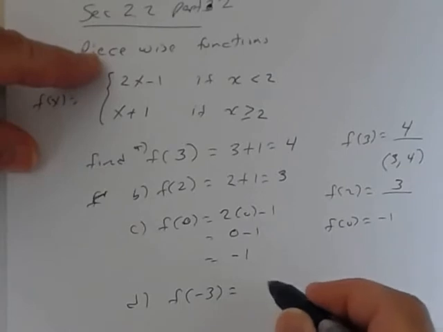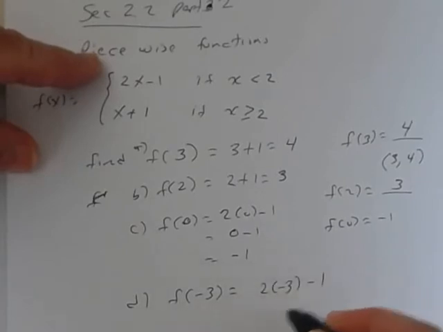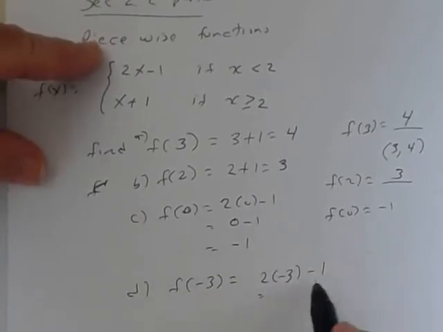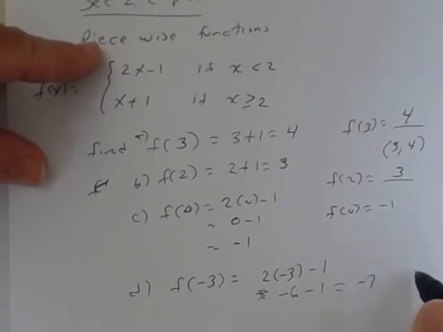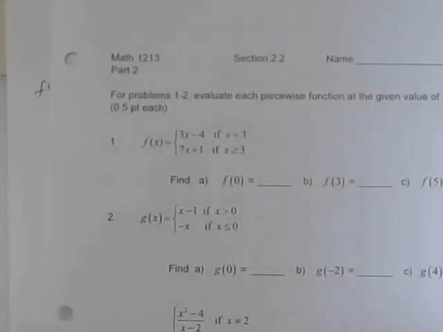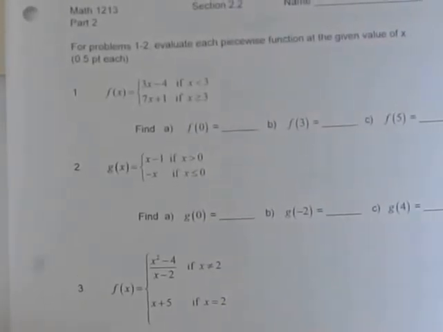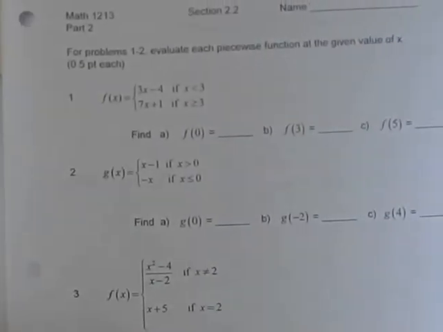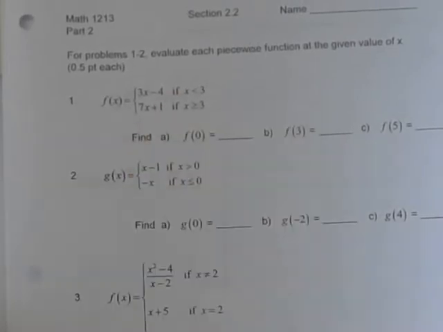All right. So f of negative 3, you're going to say 2 times negative 3 minus 1. The order of operations, I multiply before I subtract. What's 2 times negative 3? And what's the negative 6 and the negative 1? So f of negative 3 equals a negative 7. Okay? All right. So that first part, y'all should be able to do those. The first part, the first page right here.